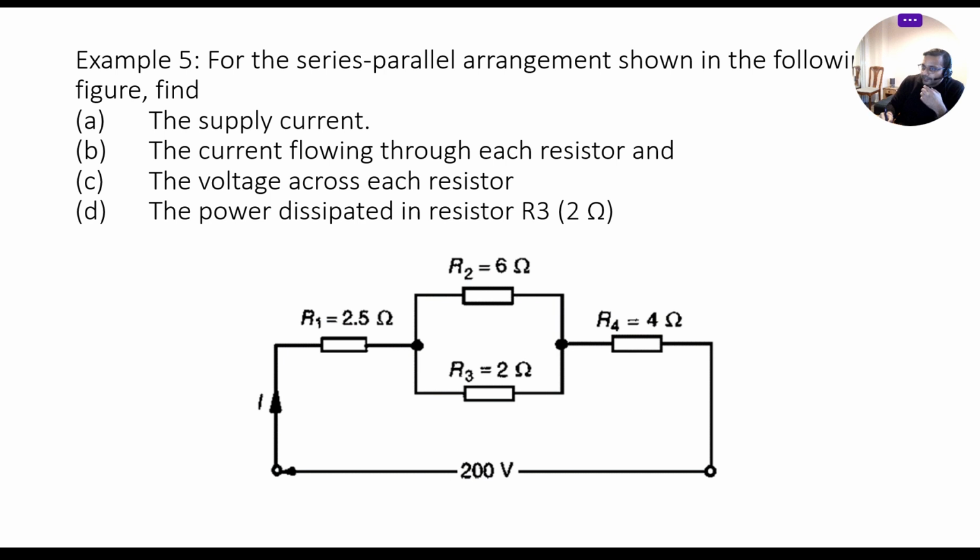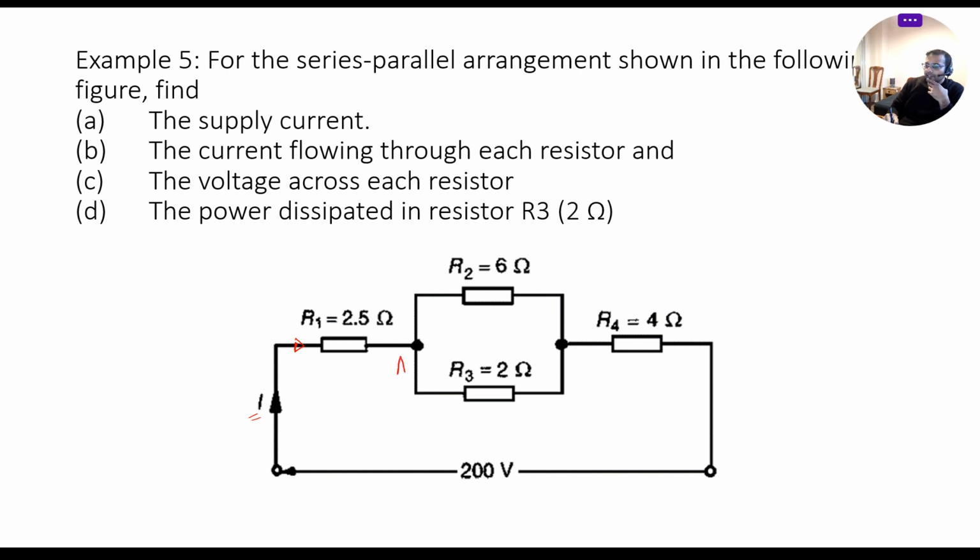Now, this is the last example here. In this last example, as you can see, this is your circuit, and I would say it's a combination of series and parallel circuit. This current I is your supply current. It would flow through resistance R1.